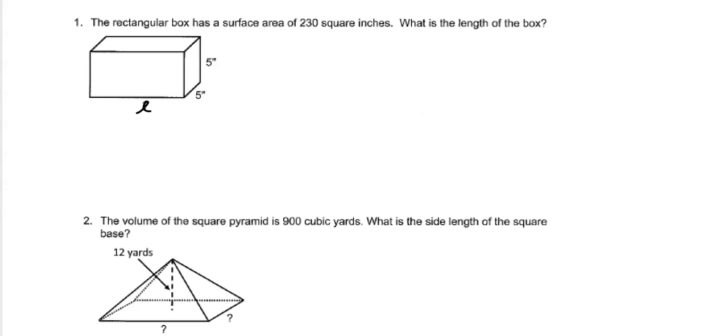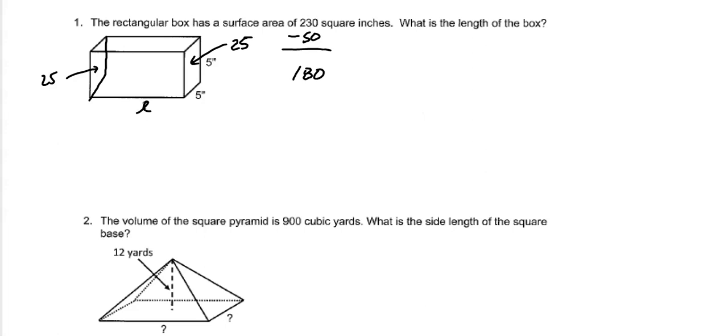one thing that I know is that this end right here is 25, because 5 times 5 is 25, which also tells me that this end right over here is 25. So that's 50. So let's take away the 50 we have. So that leaves us with 180.